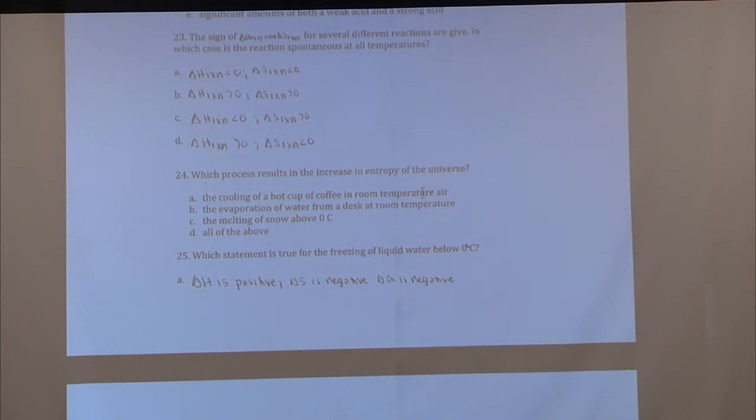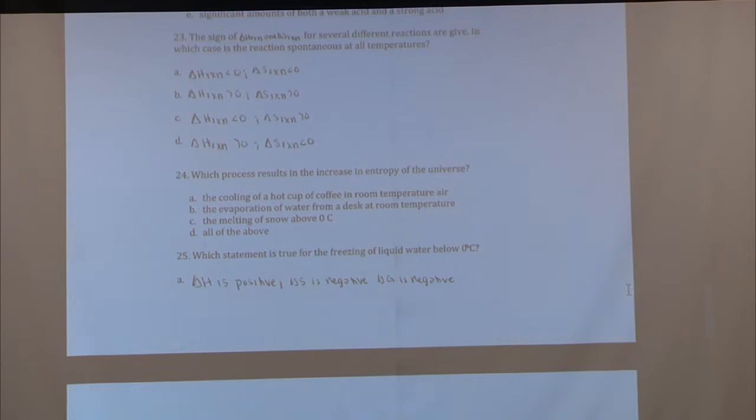Okay, number 24 says, which process results in an increase in entropy of the universe? And so you have for answer choice A, the cooling of a hot cup of coffee in room temperature air. So this will happen on its own, and so this is a spontaneous process. B says the evaporation of water from a desk at room temperature. This is something else that would happen on its own. So you can say this is a spontaneous process as well.